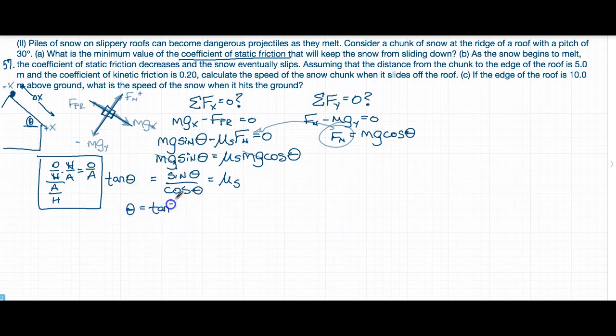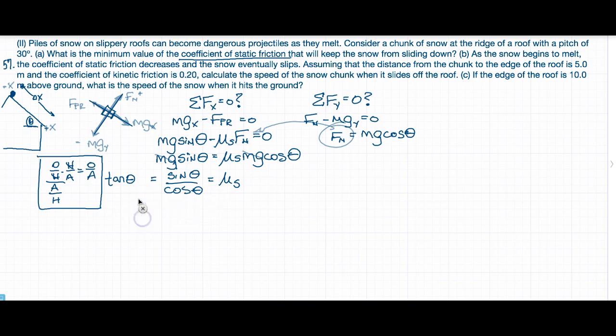Theta then becomes the inverse tangent, or the arctangent, of the coefficient of static friction, which in this problem was 0.2, and therefore the angle can be resolved in problem number 57. Oh, wait a second, they gave us the angle and we're solving for mu static, so my mistake. So let me get rid of this stuff right here. We don't need all of that.